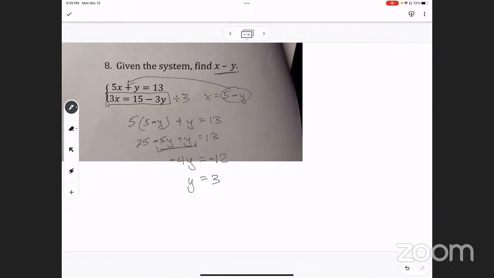And then just plug it back in, which means x equals what? You can do that in your head. X equals 2. And now, what is x minus y? 2 minus 3, which is negative 1. Exactly. And you might want to check to make sure, plug in this 2 and the 3 into here to make sure that was right. Yep, that works. 10 plus 3 is 13.